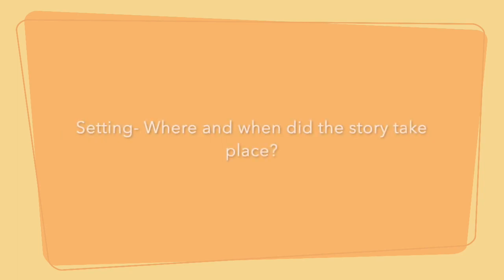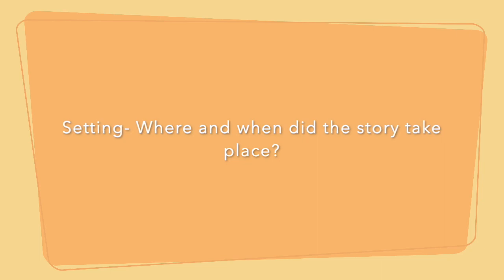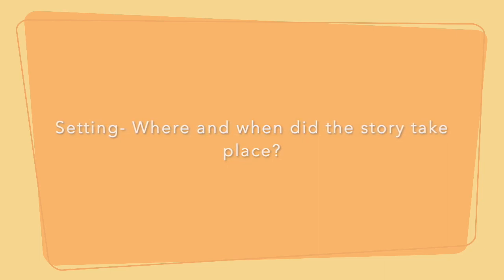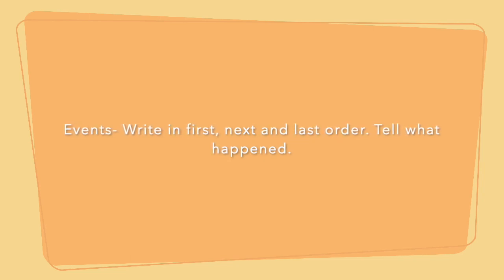And when I say setting, I want you to tell me where and when a story took place. And then lastly, when I say events, I want you to tell me what happened in your story. You're going to tell me what happened in first, next, and last order. We'll go over those specifically in the days to come this week, but I just wanted to give you a quick reminder of those three things.